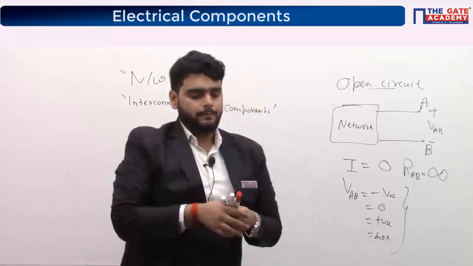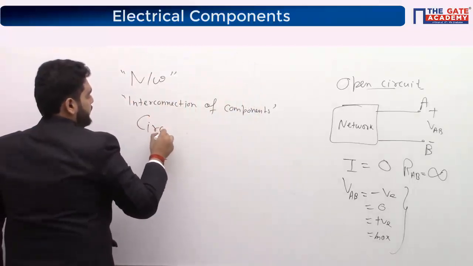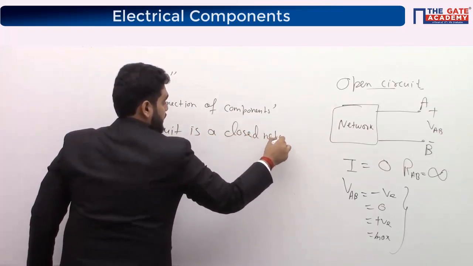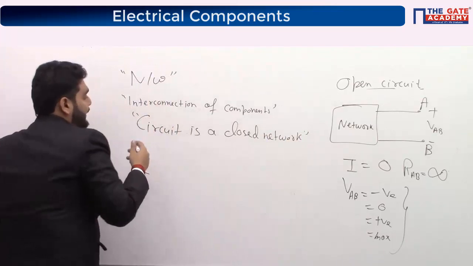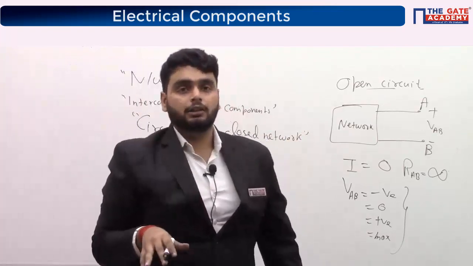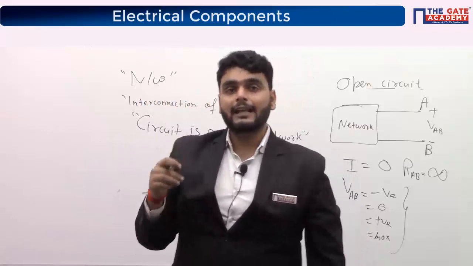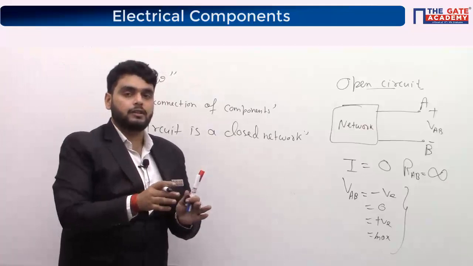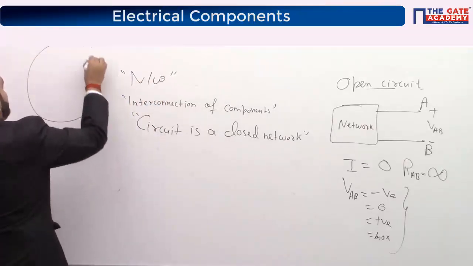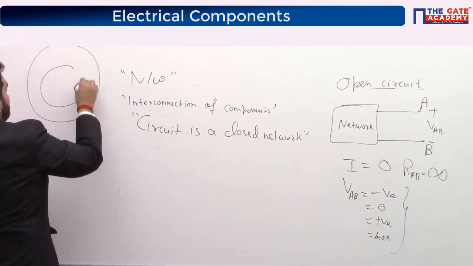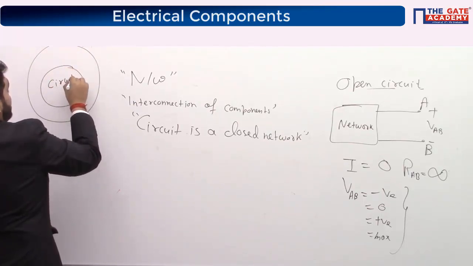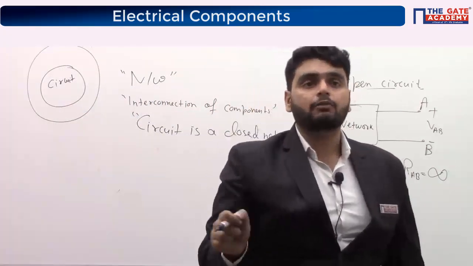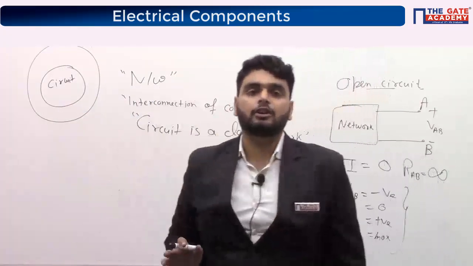Now, what is a circuit? A circuit is a closed network, which means if a particular network has a closed path, meaning the starting point and ending point are the same, that network is known as a circuit. So every circuit is a network, but every network is not a circuit. Only a closed network is known as a circuit.